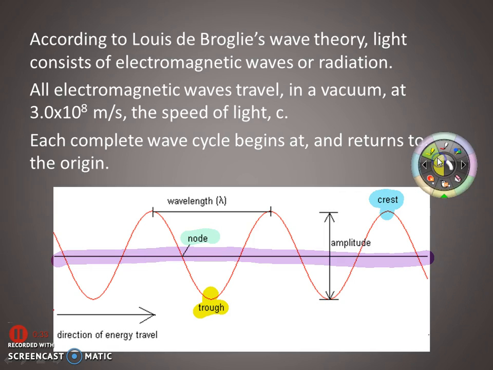The distance between two crests is called the wavelength. That is noted with the Greek letter lambda. It looks more like that; it's hard to see on here. And the amplitude is measured from crest to trough, so basically how tall the wave is. We don't really look at that very much. We're going to look more at the wavelength.